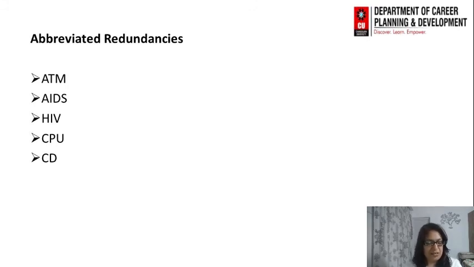CPU unit. Now this is a very common mistake that we make. CPU unit, because what is the full form of CPU? It's central processing unit. So when we say CPU unit, it's like we are saying central processing unit unit, which is again redundant. So CD disk. This is again something that we don't use these days, but again this is the kind of abbreviation we use. So you should only say CD, not CD disk.